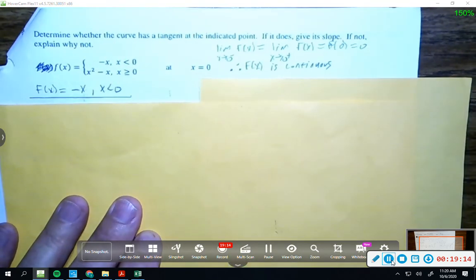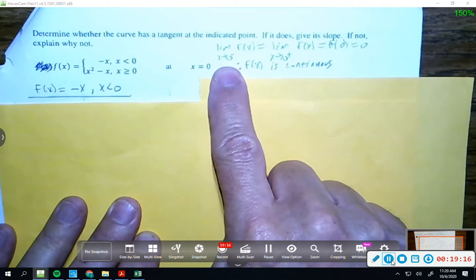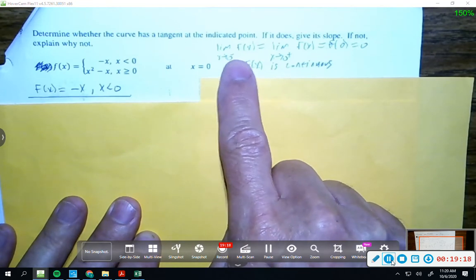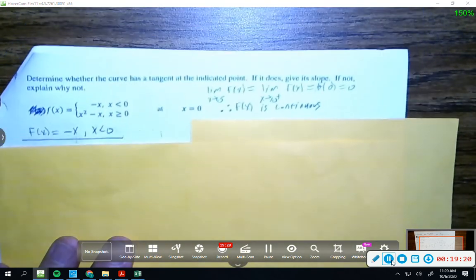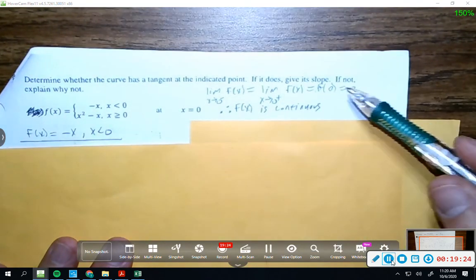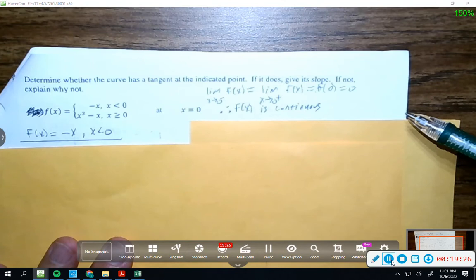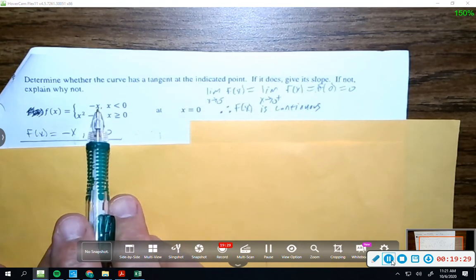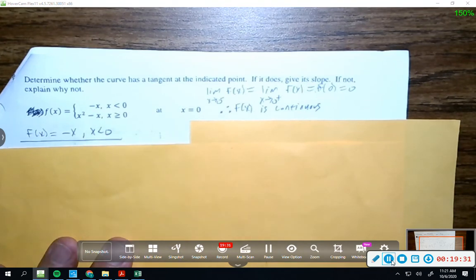So remember our definition for continuity. The limit as x approaches 0 from the left of this function, does that equal the limit as x approaches 0 from the right of this function? And does that equal f at 0? Well, if I plug 0 into the top, I get out 0. 0 into the bottom, I get out 0. It's defined by the bottom. So yes, they are all 0. Therefore, this function is continuous.